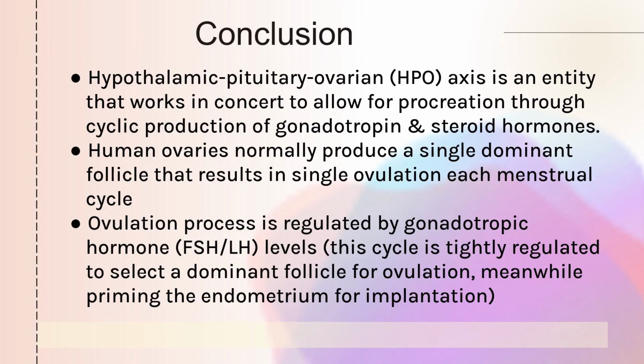In conclusion, the hypothalamic pituitary ovarian axis is a coordinated system essential for procreation. It regulates the cyclic production of gonadotropin and steroid hormones. The ovaries normally produce a dominant follicle, leading to a single ovulation each menstrual cycle. This process is tightly regulated by gonadotropic hormones, which are FSH and LH, to select a dominant follicle and prepare the uterine lining for implantation.